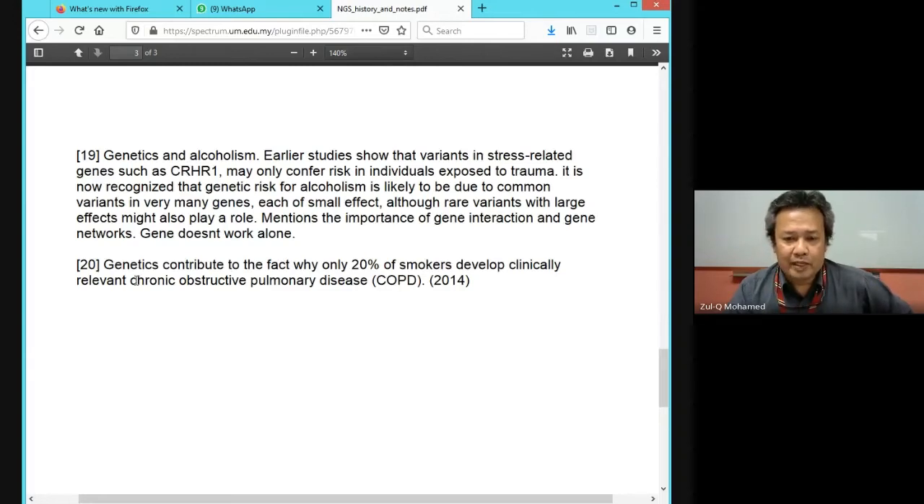Paper number 20. Oh, this is a paper. It says only 20% of smokers develop clinically relevant chronic disease. I'm not trying to promote anything, all right? And I didn't choose this paper specifically. I just chose the top 50 in my search and so on.